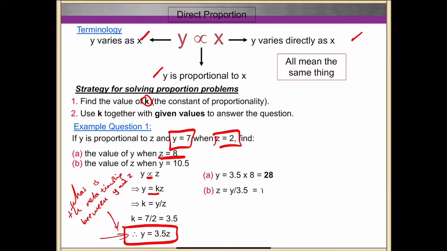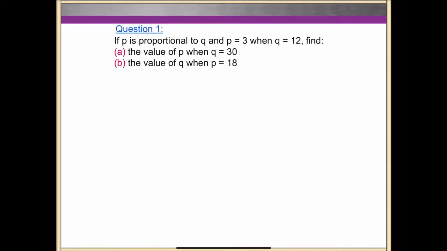And same again for B. Substitution and you get 3. The main thing of this question is getting that first relation. What does it actually stand for? So, pause the video and try this question. So, if P is proportional to Q and P is 3 and Q is 12, find this.